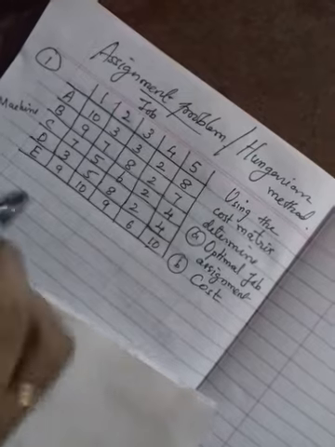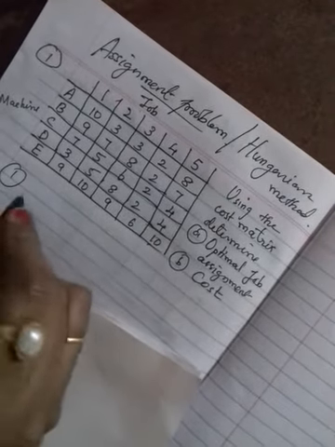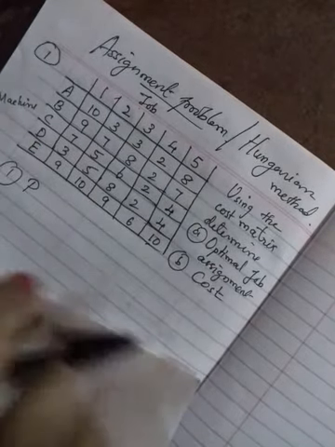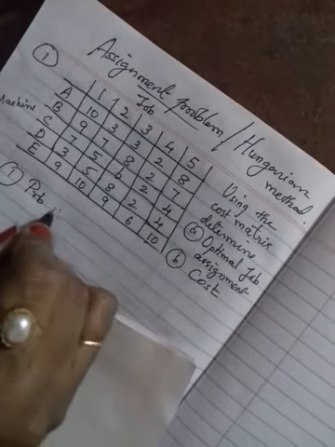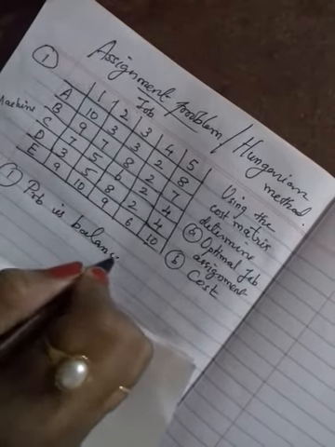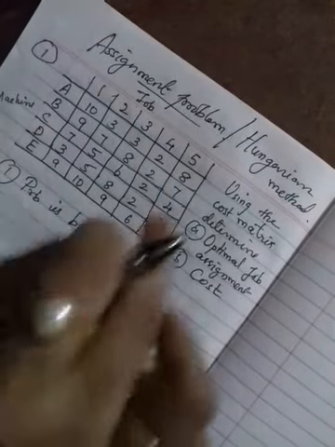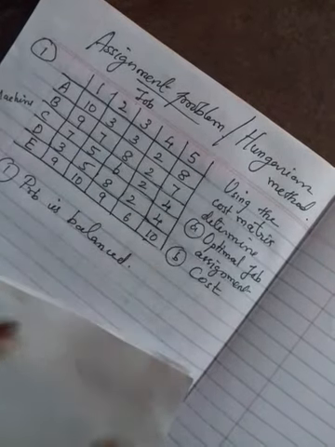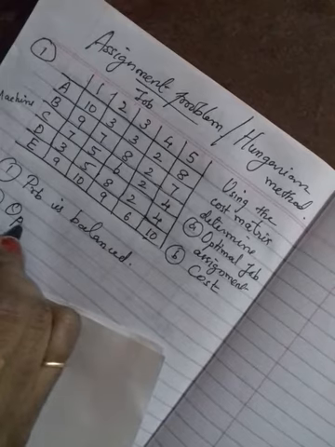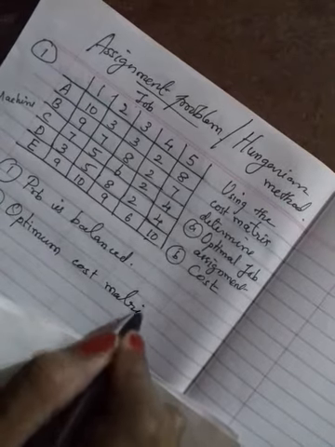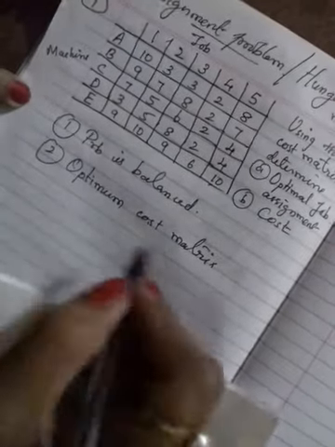First step, you have to check whether the problem is balanced or unbalanced. 5 jobs and 5 machines are there, so the given problem is balanced. Don't forget to check this. If anything is mismatched, then you have to balance it by adding either a dummy row or a dummy column. Now this is a balanced one. Then the next step is to determine the optimum cost matrix.